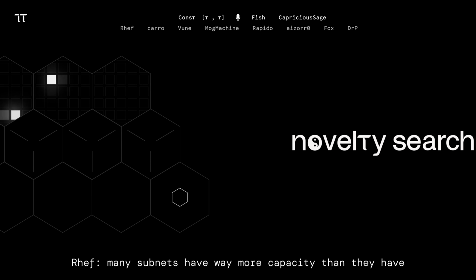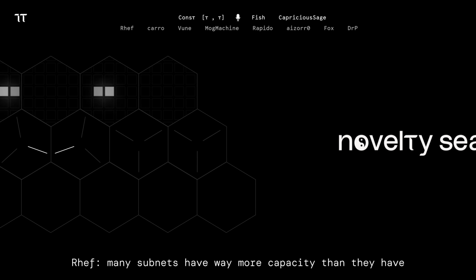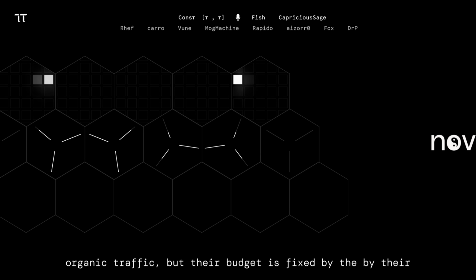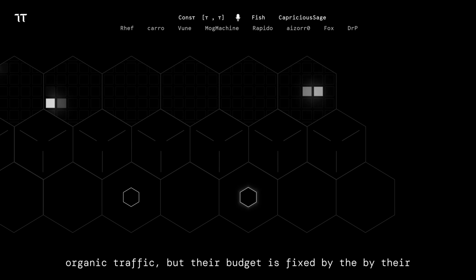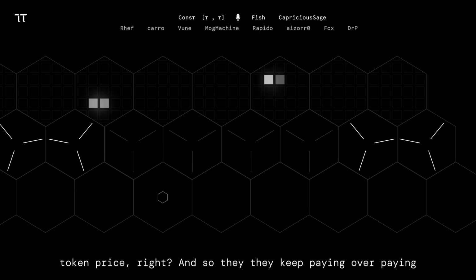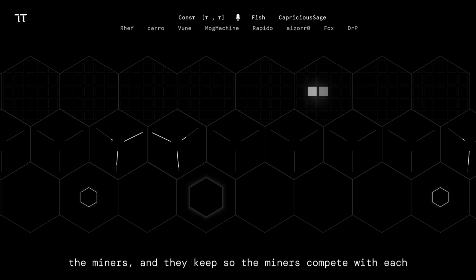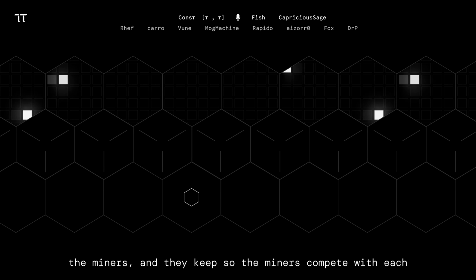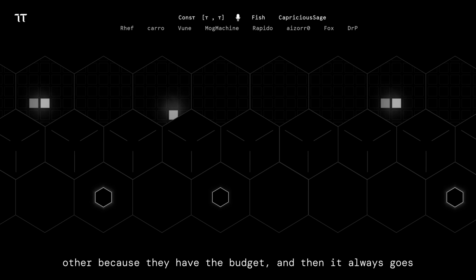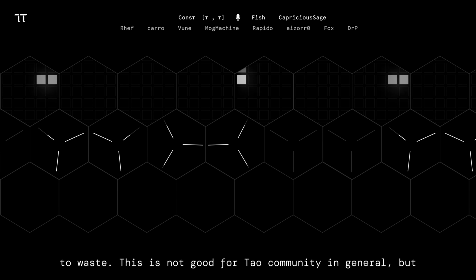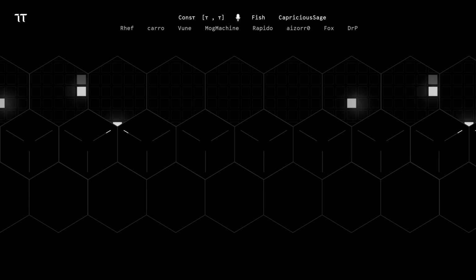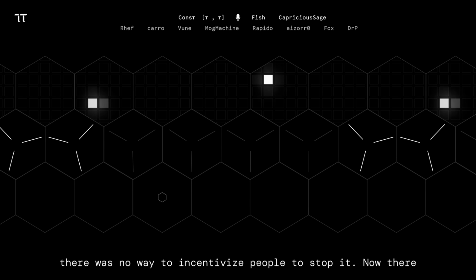Many subnets have way more capacity than they have organic traffic, but their budget is fixed by their token price, right? And so they keep overpaying the miners, and they keep the miners competing with each other because they have the budget, and then it all goes to waste. This is not good for the TAO community in general, but there was no way to incentivize people to stop it.